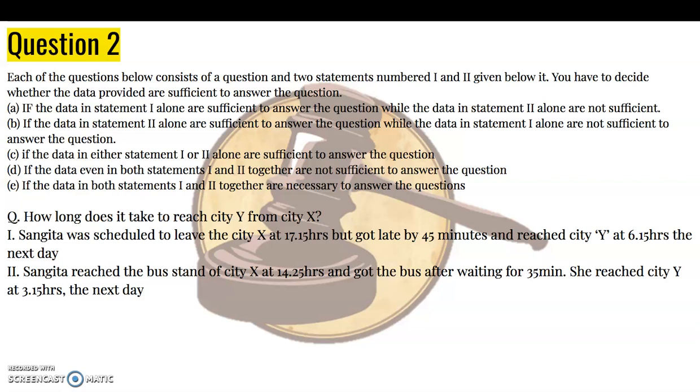Now we can calculate the hours it is taking to reach the city by taking the leave time and adding, no, we add the time of 45 minutes to 17:15.